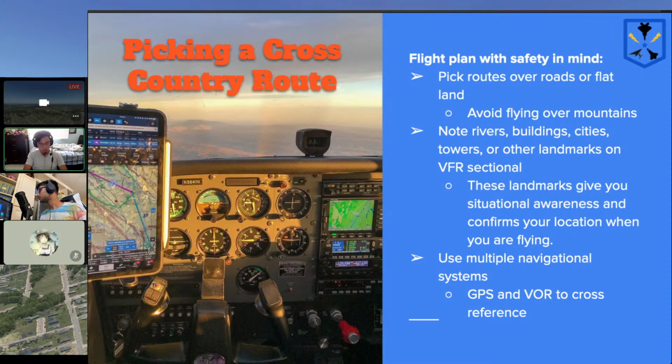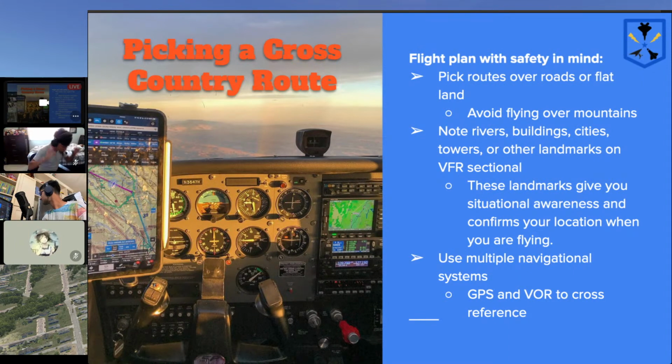So you want to pick routes over roads or flat land so that you can see where you're going, and then you want to avoid flying over mountains while you do that, because it's difficult, and it can be dangerous flying low over mountains during VFR. So you want to look out for landmarks on your VFR sectional chart, and then pair them up to what you see outside and use that as a reference for where you are.